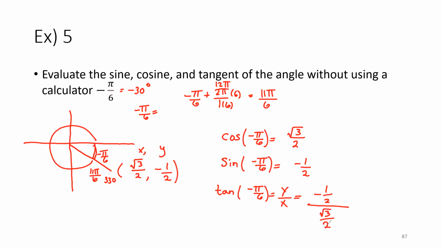Okay, so we have a complex fraction, so the 2's cancel. So you're left with negative 1 over radical 3. And then rationalize the denominator by multiplying top and bottom by radical 3. And you get negative radical 3 over 3. Okay, that's your final answer. So you have this, this, and this. Okay, let's move on to the next one.